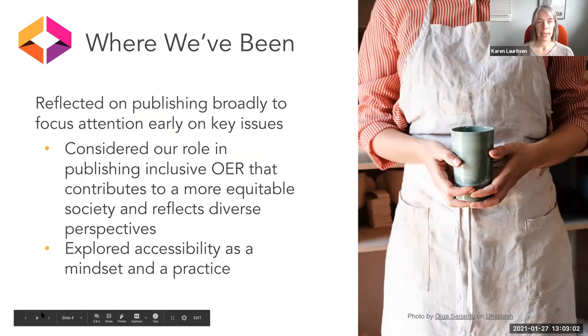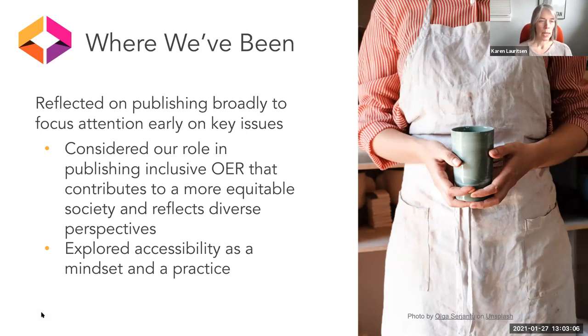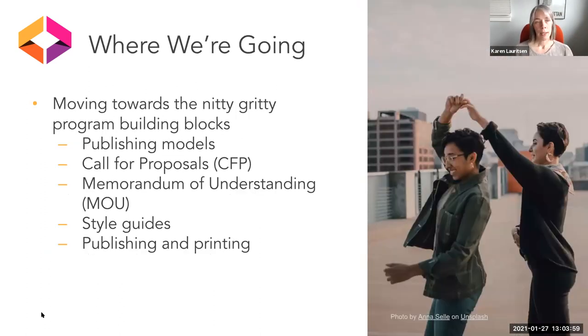Okay, where have we been together so far? We've had two meetings in Pub101. This is our third. And really what we've spent our initial time doing is reflecting on publishing broadly so that we can focus our attention on key issues. If you will, the cup in which we will hold some of the more detailed information that we will start learning about in these next few sessions. So we've considered our role in publishing inclusive OER that contributes to a more equitable society and reflects diverse perspectives. And we've also explored accessibility as a mindset and practice. So again, it's wonderful to prioritize these considerations right at the forefront, rather than looking at a completed publication and think, oh, wait, how can we stick this in or make this accessible or do something in more of a remedial way? So keeping in mind that cup, where we're going, I think will be fun and collaborative.